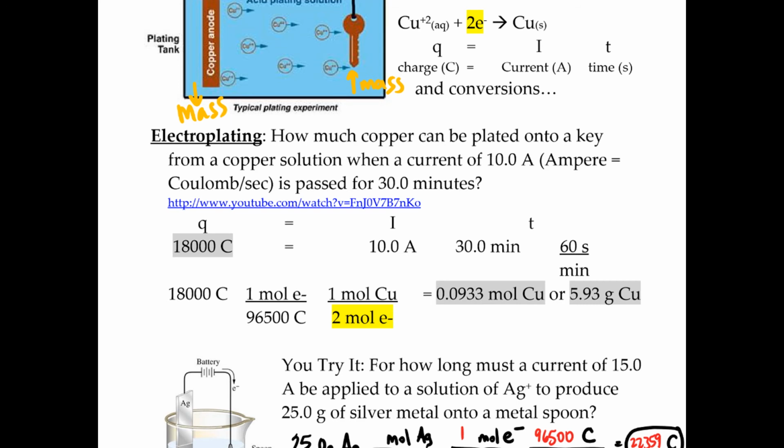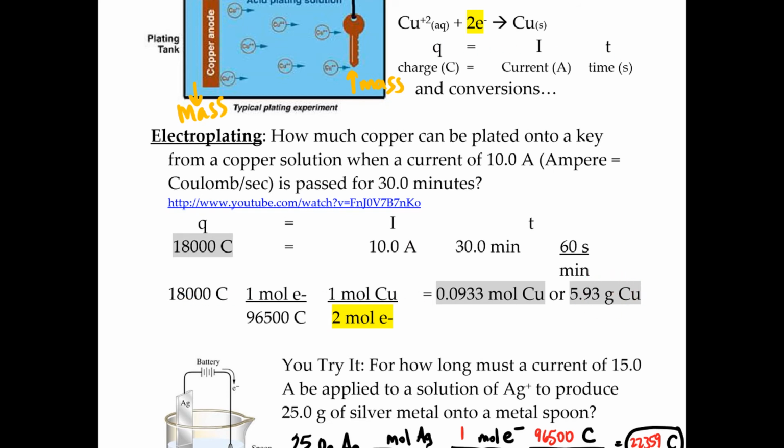So if I give you information for QUIT, you do that first, then conversions. If I give you information about how much stuff came onto it, how much metal, then you do conversions backwards and then use that for QUIT. And that's going to happen in the next example.